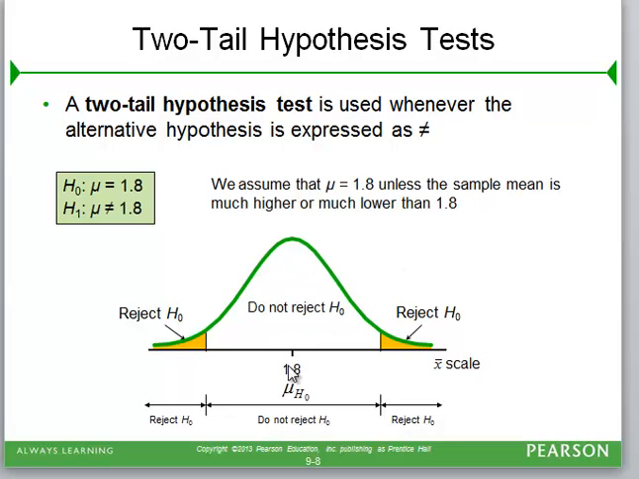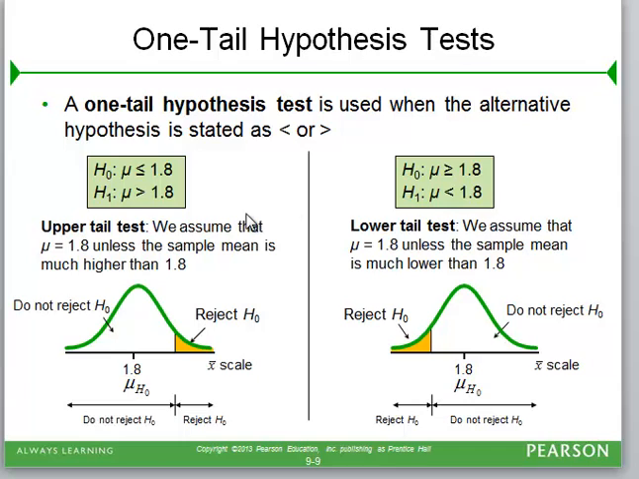Check this graph. This graph is divided into three parts. There are two tails here. So if the statement is like this, we're going to have two tails. That is the sample mean; we're going to take a sample, right? If the sample mean falls into these two tails, with the middle being the population mean 1.8, so the sample mean is much higher or much lower than 1.8, then we're going to reject the null hypothesis. That means mu is not 1.8.